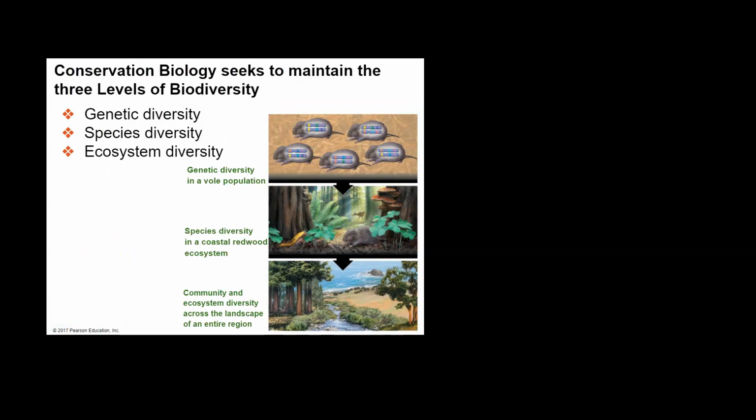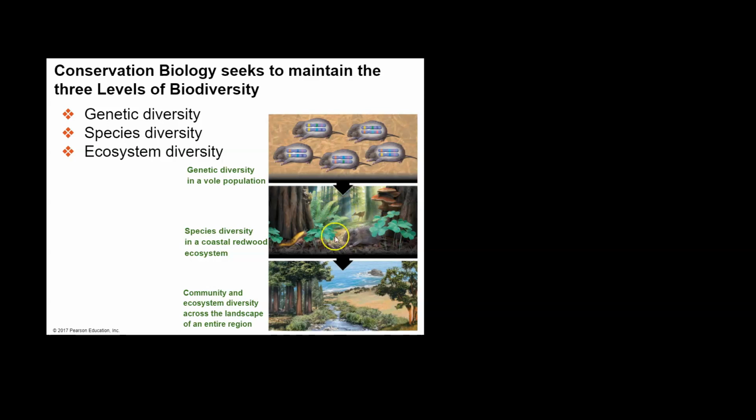The other type of biology now, so that was restoration biology. We also have conservation biology, which seeks to maintain the levels of biodiversity. So we have 3 levels of biodiversity: genetic, species, and ecosystem. And so conservation biology can focus on different aspects of that. So for example, we have the genetic diversity here of a vole population. So we're looking at, these are the different chromosomes available there. And we know from our previous units why that's so important.